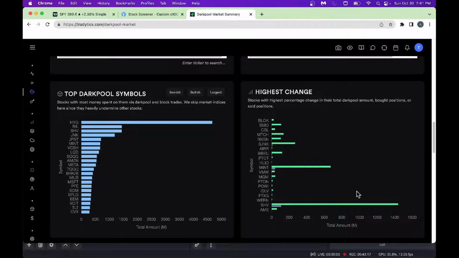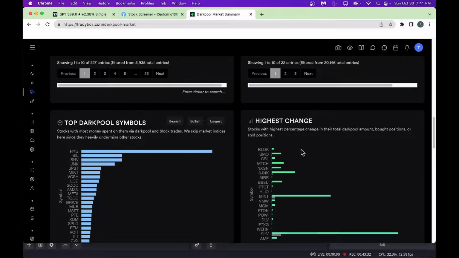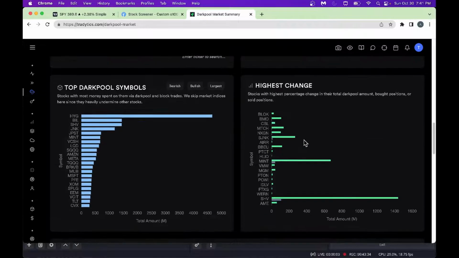You can make sense out of it. Look, we got bill.com here. Look, nice dark pool in bill.com. And it's not bill.com, it's BIL. And we got a few more here. And we got the highest change here, percentage of change in dark pool activities. Look, we got Mint. That is a nice percentage change. And then you got SHV, nice percentage change. You can take a look at this.